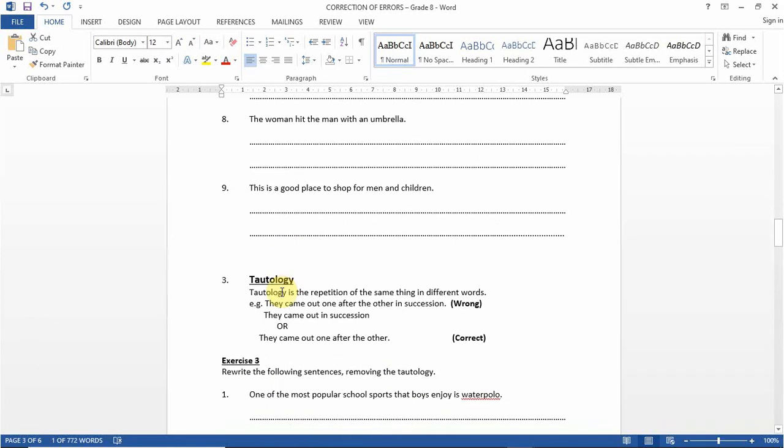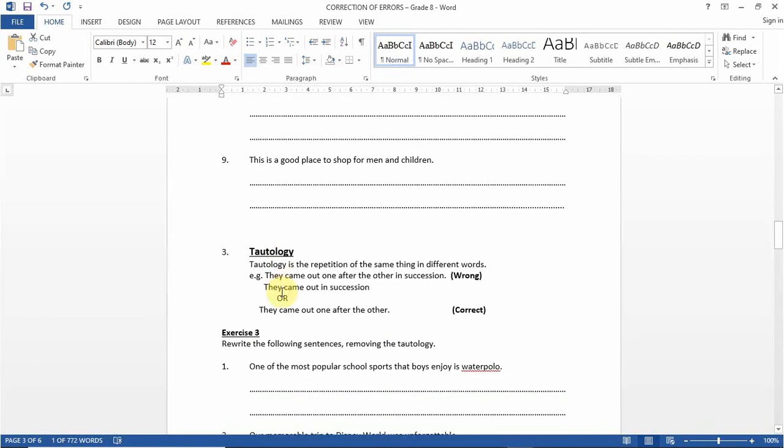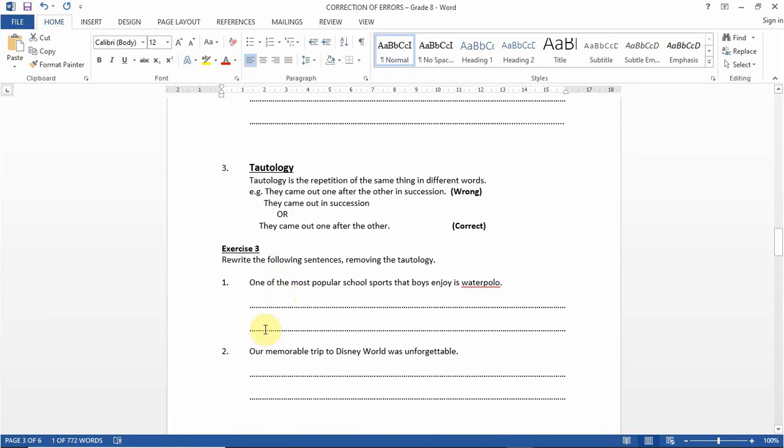Alright, the third error, tautology. Tautology is a little bit like redundancy in that it's unnecessary repetition. So I can take out a word or possibly a phrase and the sentence will still mean the same thing. No meaning will be lost. Okay, so let's take number 1. One of the most popular school sports that boys enjoy is water polo. One of the most popular school sports is water polo. Like, the fact that it's popular means essentially that they enjoy it. So I don't actually have to say enjoy.